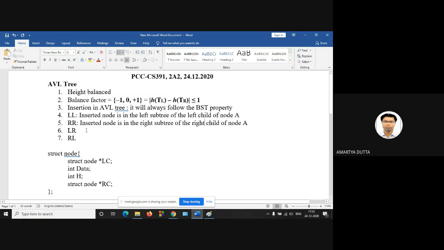Okay. So LR. What is LR? Any idea about LR? Any answer is acceptable. Left subtree of right child. Is it so? I don't know. Sir, it could also be right subtree of left child. Yes, it is. Inserted node, always read in this form. First scan the right one, then scan the left one. So inserted node is in the right subtree of left child.